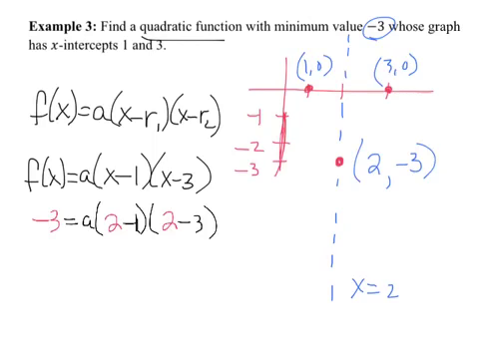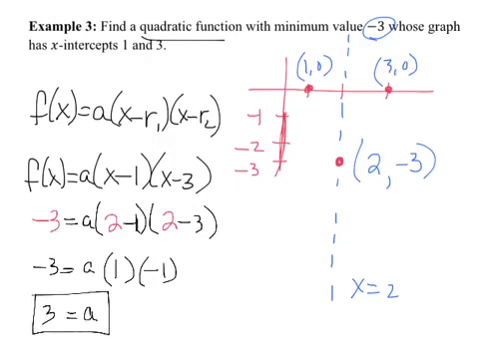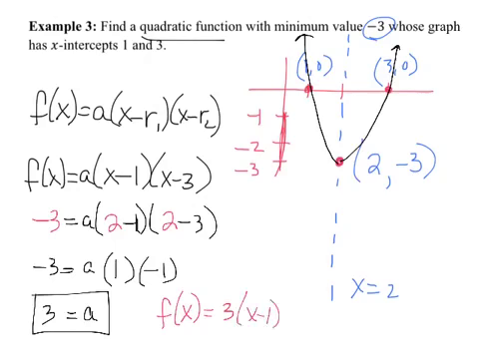So 2 minus 1, well, that's going to be 1. 2 minus 3 is negative 1. Those are always going to be opposite of each other because of symmetry. And then we're going to have positive 3 for a. And it makes sense that a is positive because we said the graph is opening up. Okay? So the final answer is f of x equals 3, parentheses, x minus 1, x minus 3. So this is our final answer here.